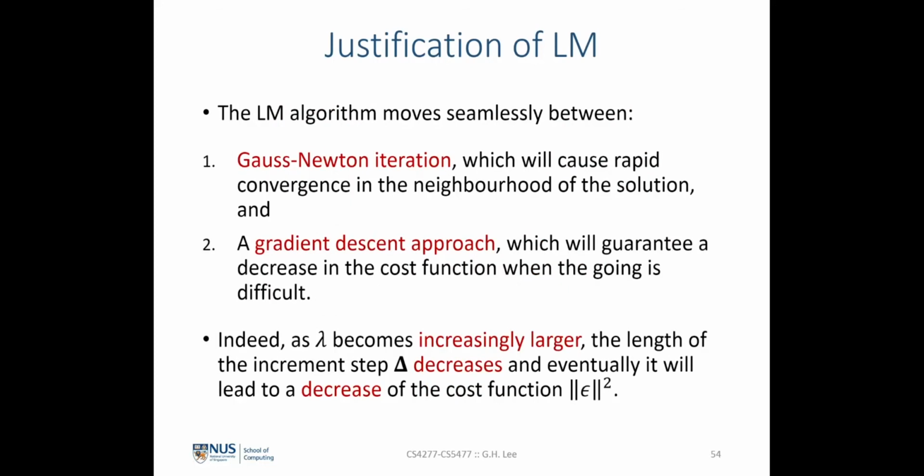So in other words, the Levenberg-Marquardt algorithm switches between the Gauss-Newton iteration and the gradient descent approach depending on the error that is being computed at this particular iteration. Indeed, we saw that when lambda becomes increasingly large, the length of the increment step decreases and eventually will lead to a decrease of the cost function.